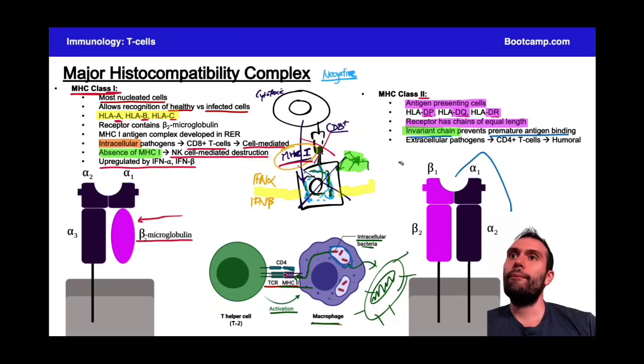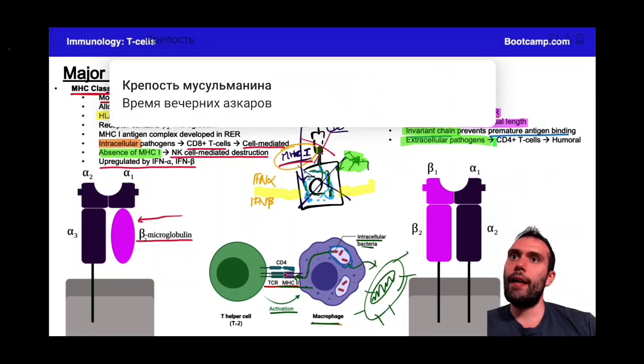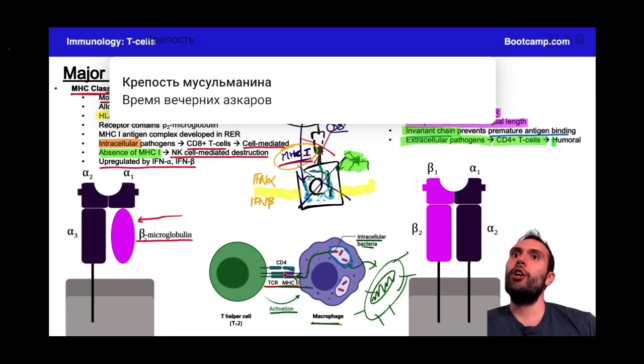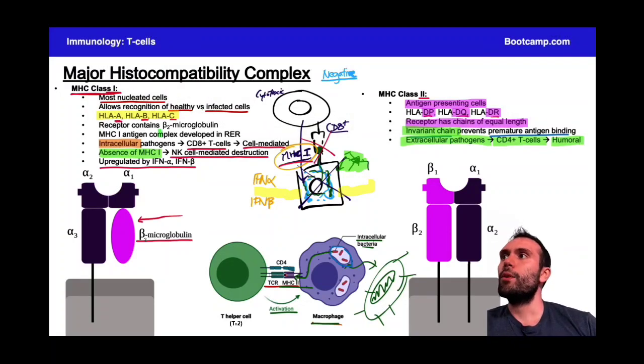And remember, when we're talking about MHC class 2: extracellular pathogens, CD4 positive T cells, usually resulting in a humoral response, at least primarily a humoral response. Whereas when we're talking about MHC class 1, we're talking about intracellular pathogens, like viruses in particular, that result in CD8 positive T cell mediated destruction, usually more of a cell mediated process.